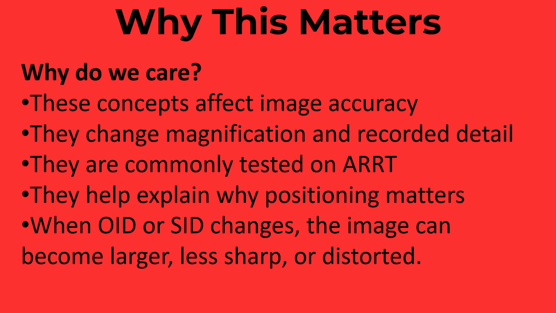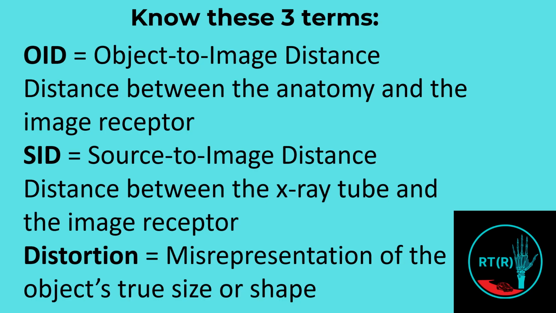ARRT questions often ask what happens when one of these distances changes. Start with the vocabulary. OID is the gap between the patient's anatomy and the detector. SID is the total distance from the source to the receptor. Distortion means the image does not look exactly like the real anatomy. That distortion can involve size or shape.